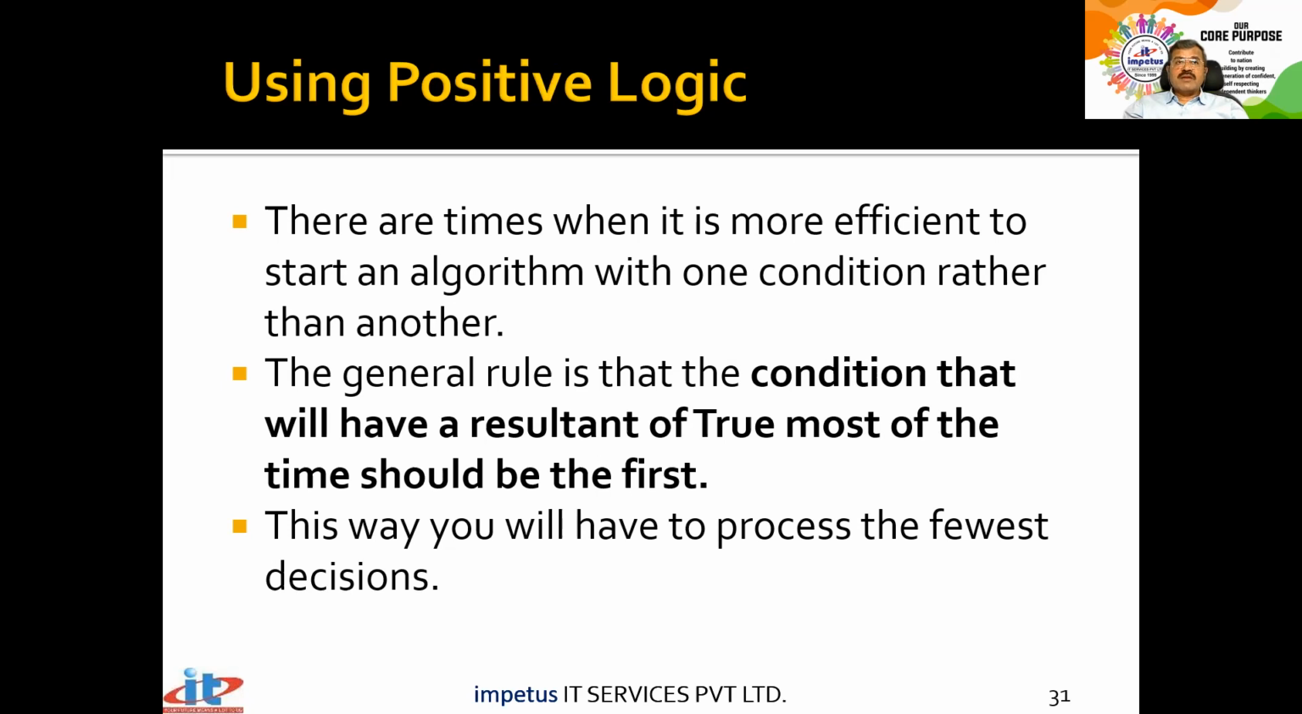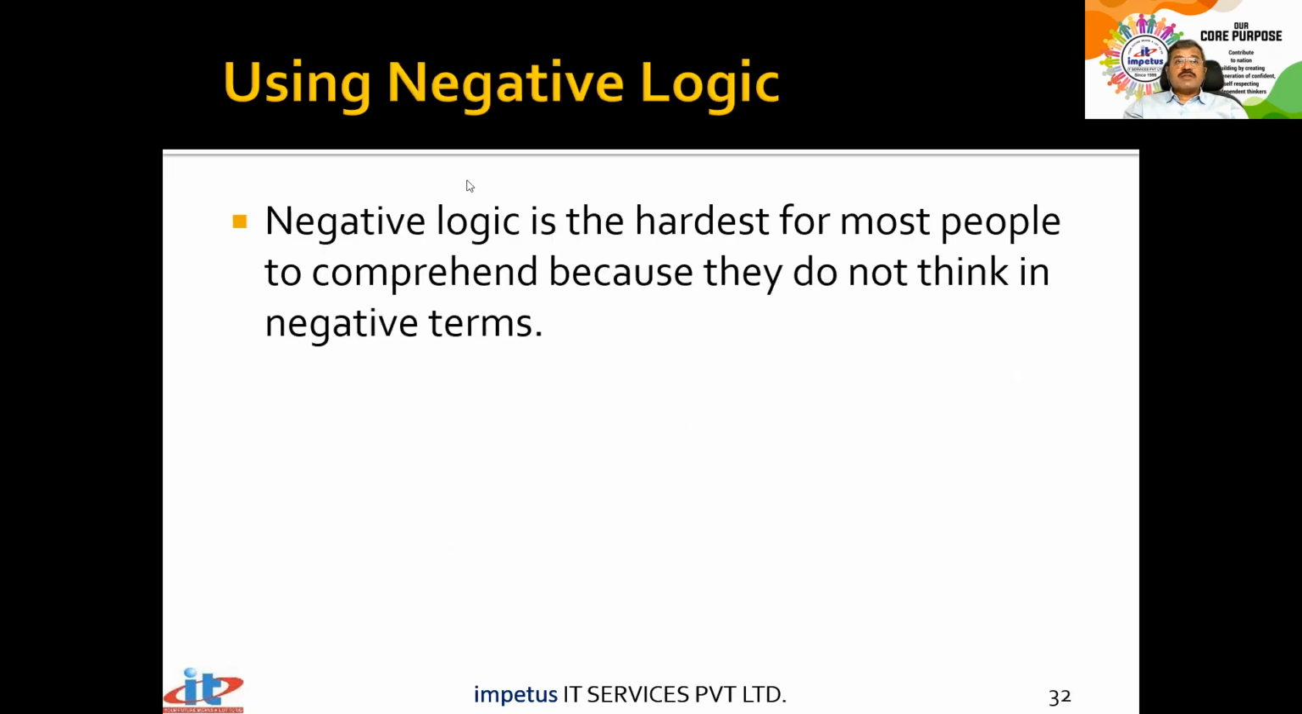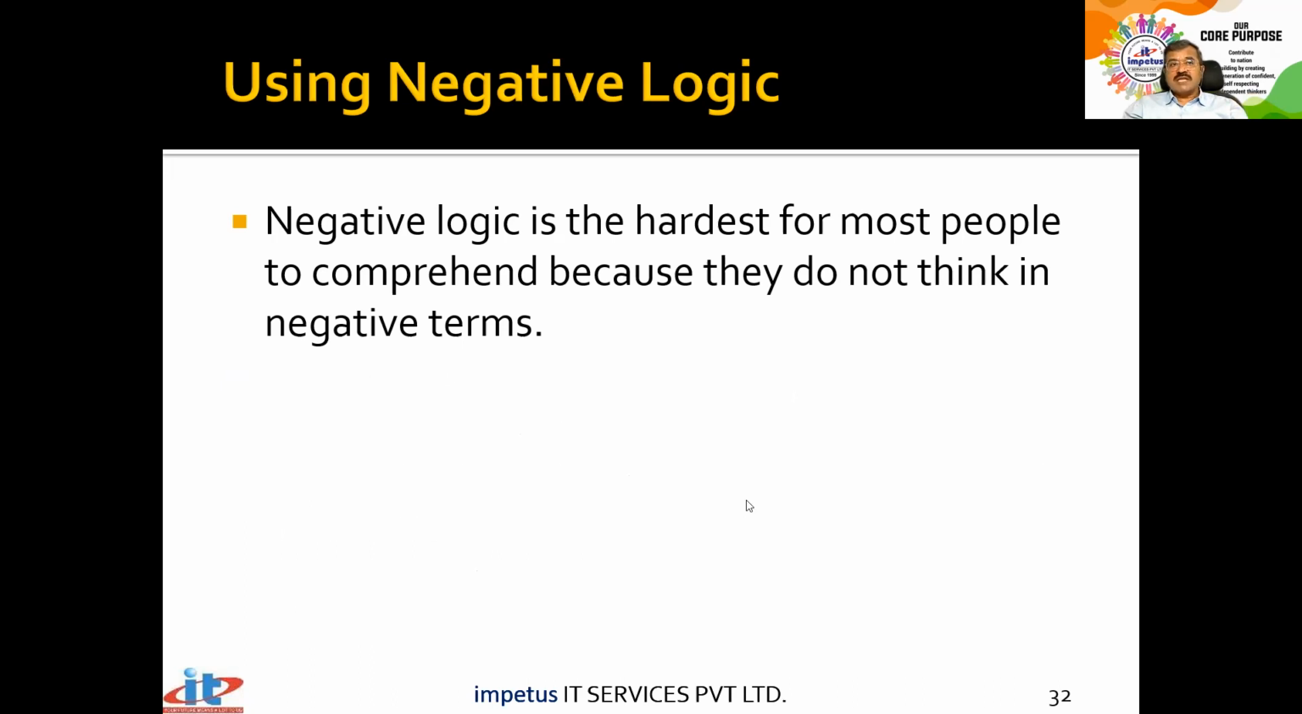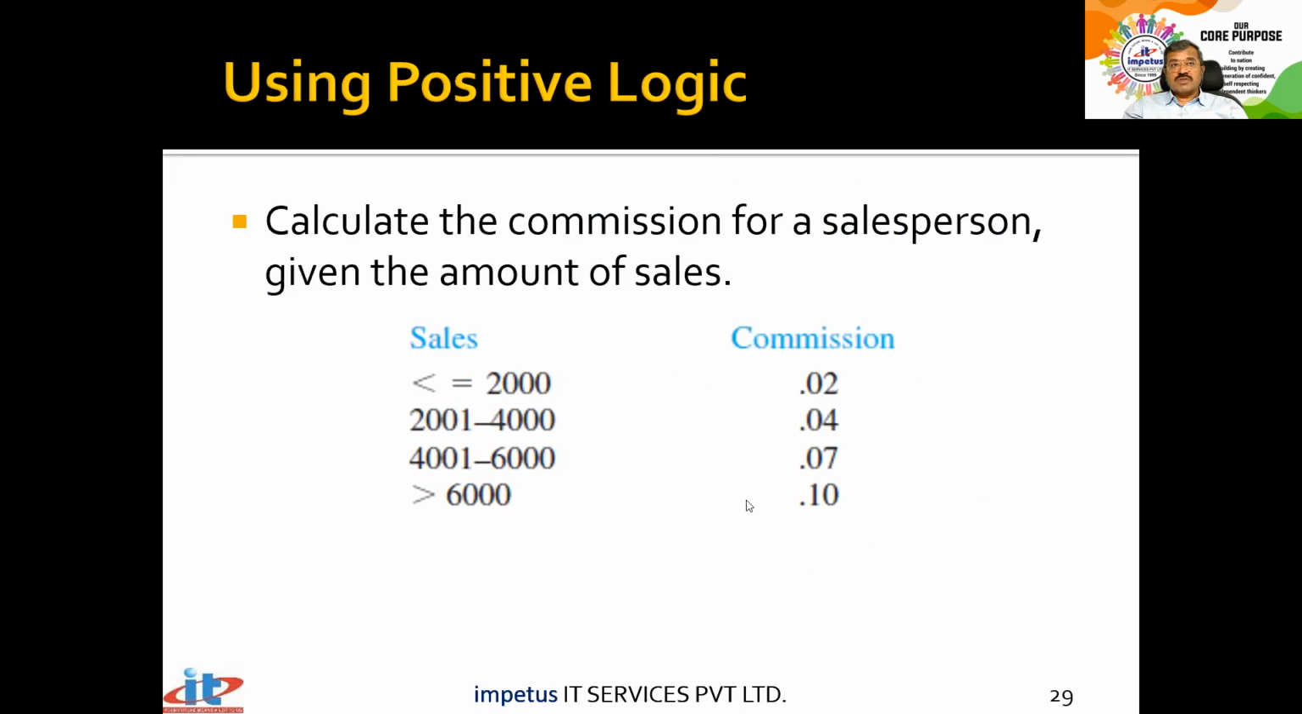And then we also had a negative logic. Negative logic is the hardest for most people to comprehend because they do not think in negative terms. When you use negative logic, you are telling the computer to process another decision when the resultant condition is true. If the resultant is false, then the computer processes the subsequent set of instructions. I'll come to this negative logic later. First, let's focus on this positive logic.